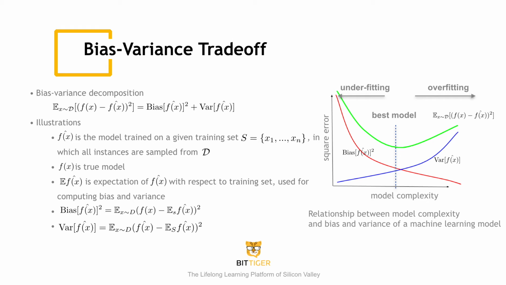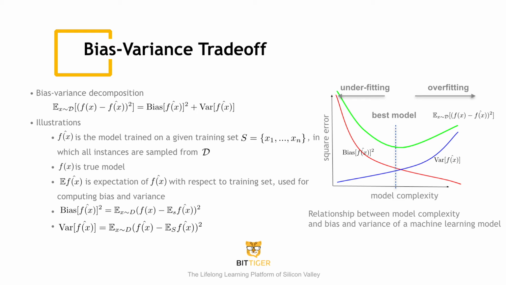According to bias variance trade-off, the quadratic error of a trained machine learning model f(x) hat can be decomposed as the sum of bias square and variance. f(x) hat is the model trained on a given training data. f(x) is the true model. Expectation of f(x) hat is the expectation function of f(x) hat with respect to different training sets sampled from D. This figure shows the relationship between model complexity and model bias and variance.